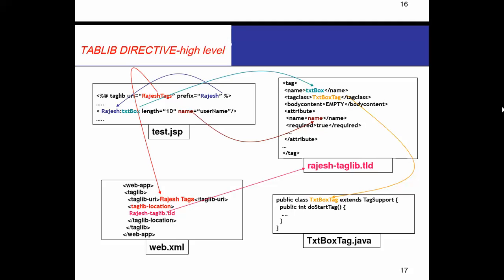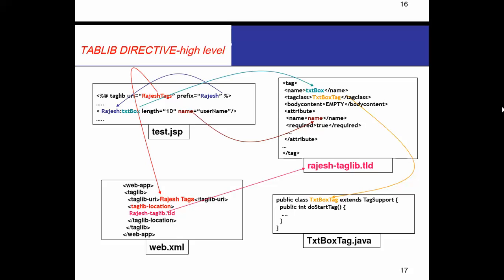Since I have written this taglib location, it is going to map to the Rajesh taglib.tld file which I already have here, and I have written some tags over there. I have written a name tag, that is text box, and next the tag class, that is text box tag, and where it is going to be mapped, this one. I have also written attribute names, that is name is equal to name, required is equal to true, and I close this attribute and tag, right?